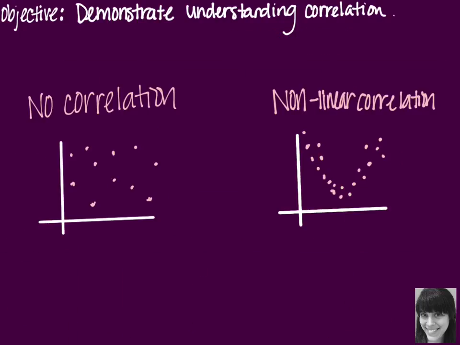Okay, so there are two more types. There's no correlation, so there's no pattern in this data, right? I can't find any line that can go through them, right? It's just nothing. And then you have nonlinear correlation. So I can see a pattern, but I don't have the name for it, right? Or, well, this one we do. We know it's a parabola. So this is a nonlinear correlation, and that's all we need to know for this section.